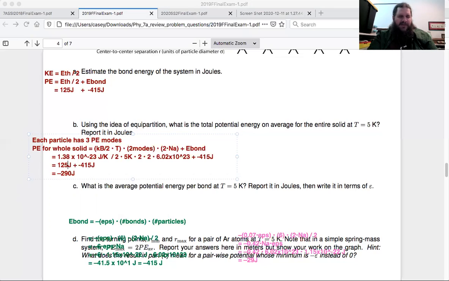Fortunately, I don't have to recalculate the whole thing. I can just take 2/3 of 125 and get about 83. So that should really be about 83 joules worth of thermal potential energy, which we should then combine with the bond energy we already calculated. So 83 plus negative 415 is about negative 332. Any questions on that so far?